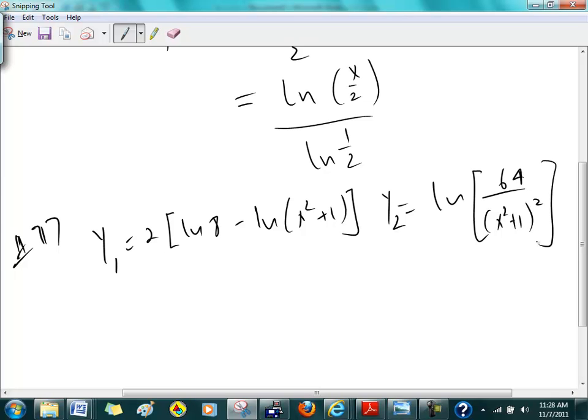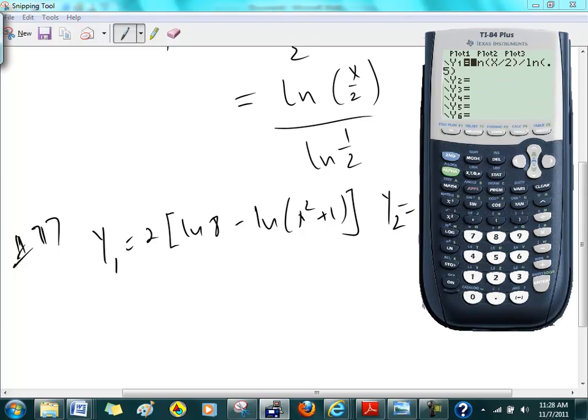Okay. So did you put this in your calculator properly? I think so. Well, let's go do it together then. So go clear that. So it's going to be 2.